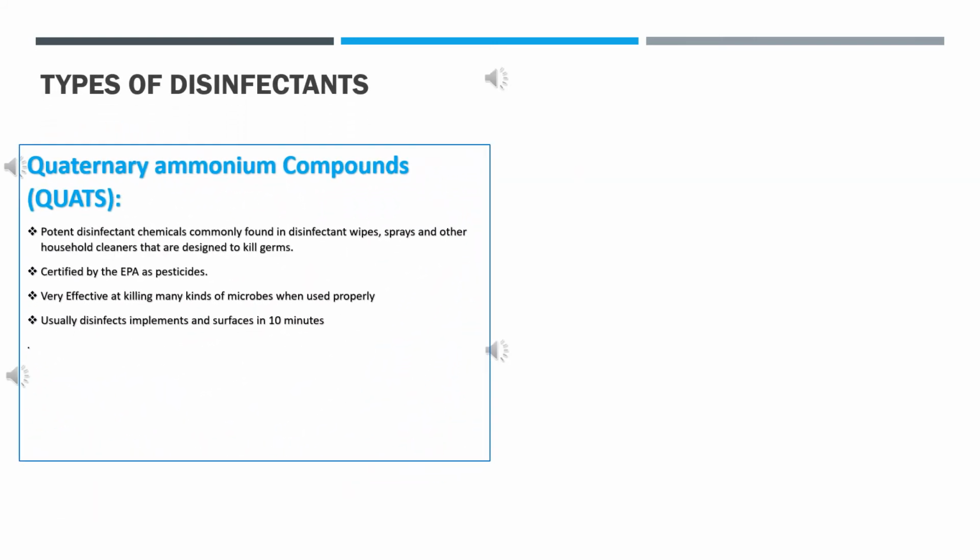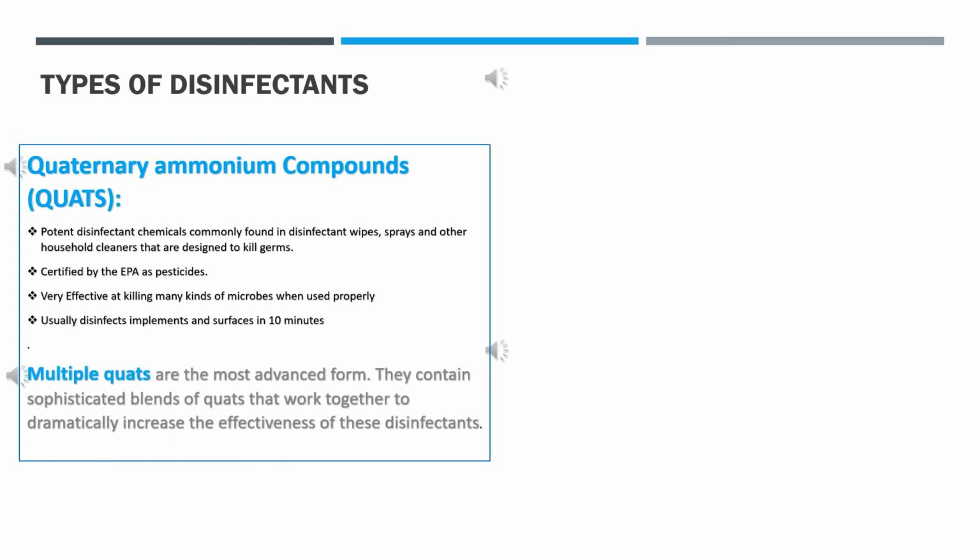Quaternary ammonium compounds, or QUATs, are potent disinfectant chemicals commonly found in disinfectant wipes, sprays, and other household cleaners that are designed to kill germs. They're certified by the EPA as pesticides and very effective at killing many kinds of microbes when used properly. It usually disinfects implements and surfaces in 10 minutes. Multiple quats are the most advanced form. They contain sophisticated blends of quats that work together to dramatically increase the effectiveness of these disinfectants.